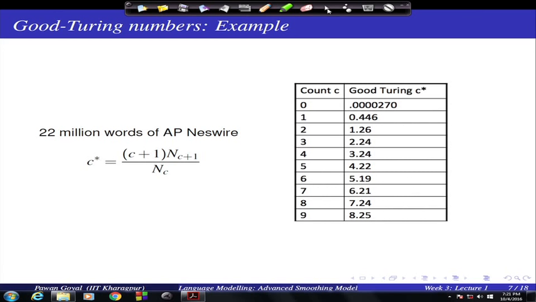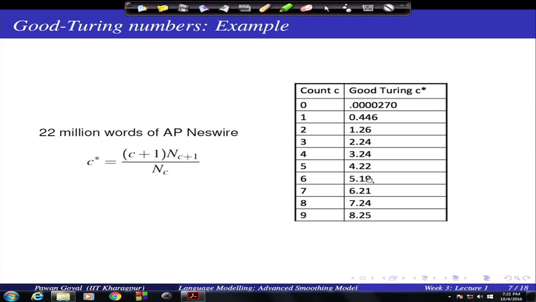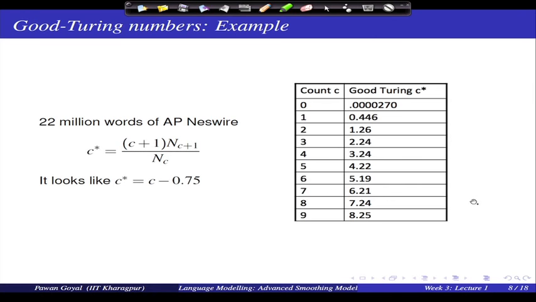Now, what is the other observation you might have from this table? For 0 and 1 it is different, but from 2 onwards, what is the pattern that you see? Most of the effective counts are the original count minus some value like 0.75. So all of these are roughly the original value minus 0.75. One might argue, why don't I just use C minus 0.75, and maybe give a different value to the initial two counts. That is also done in practice, and this is called absolute discounting. That's what we will see next.